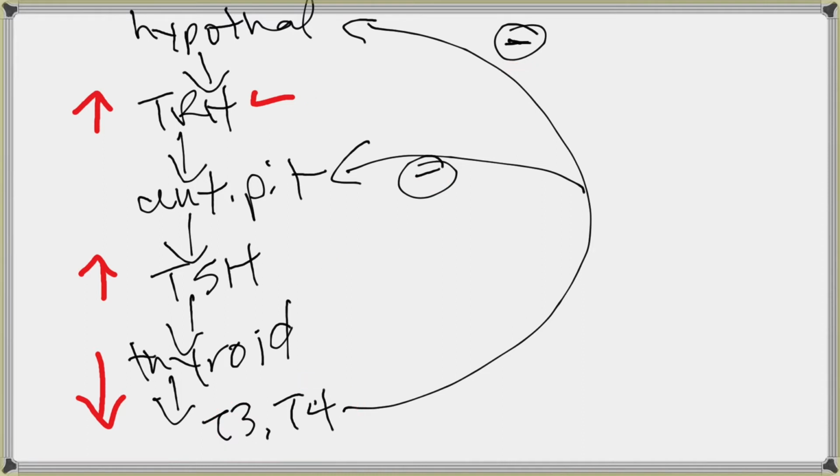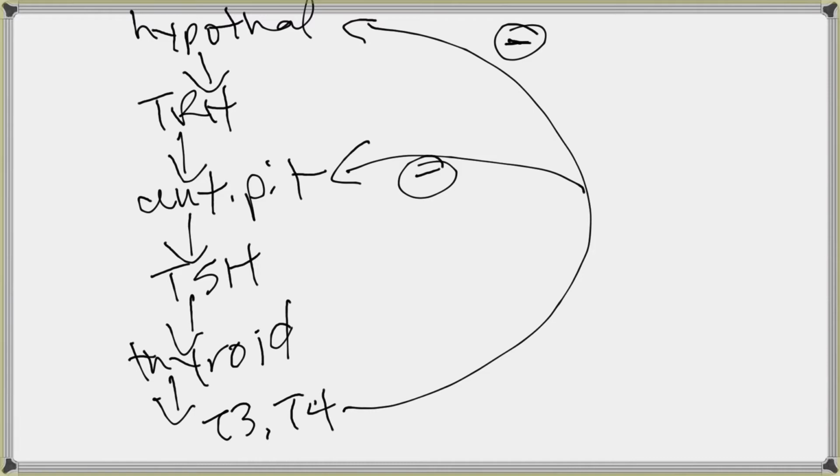Okay, so now let's talk about hypersecretion, primary, secondary, and tertiary. And it's really just the opposite, right? So you're making too much of it, but are you making too much of it because of the thyroid, the anterior pituitary, or the hypothalamus? So let's look. If I had a primary hypersecretion of thyroid hormones, and it can be other hormones, we're just using thyroid as an example.